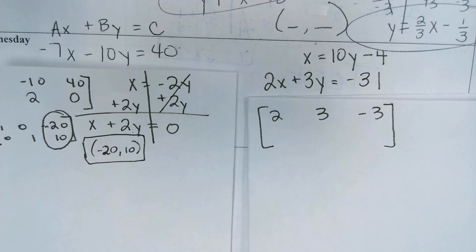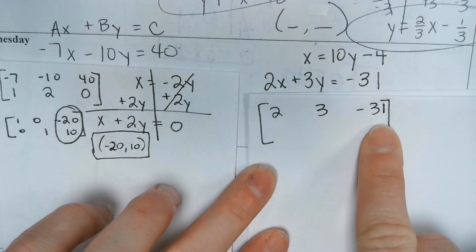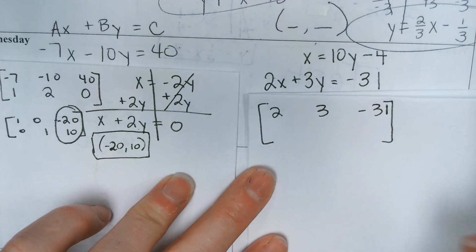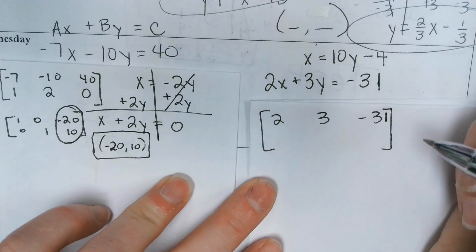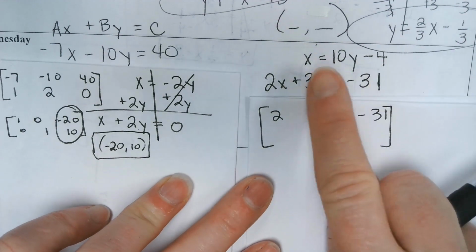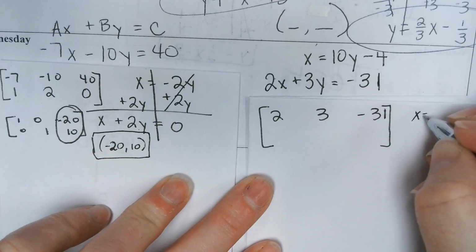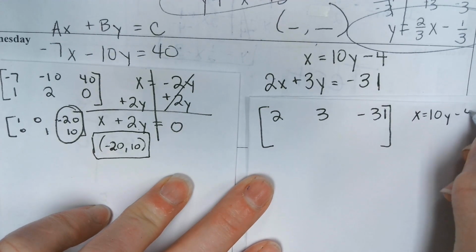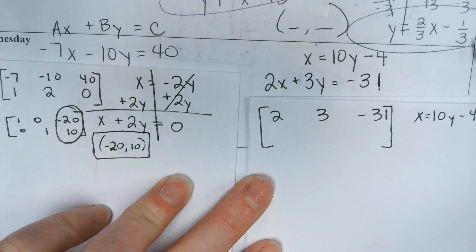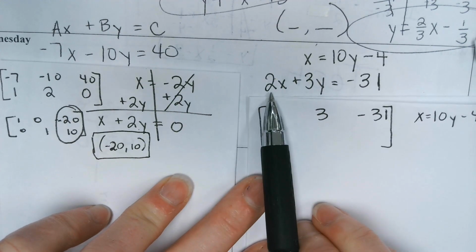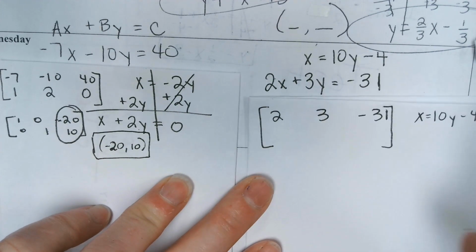I think it's supposed to be -31 actually. Sorry, I forgot my 31. Don't forget yours too. It was sitting out here. I didn't realize what it was. Okay, and then this one we have to rearrange. So we have x equals 10y minus 4. It needs to be ax plus by equals c.